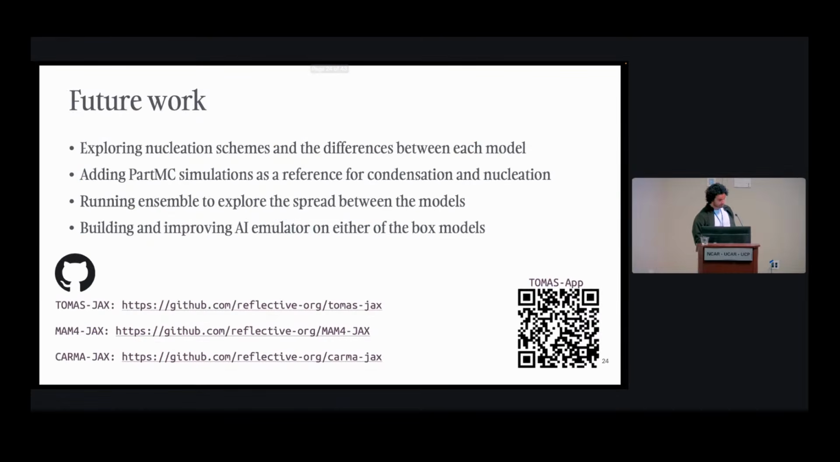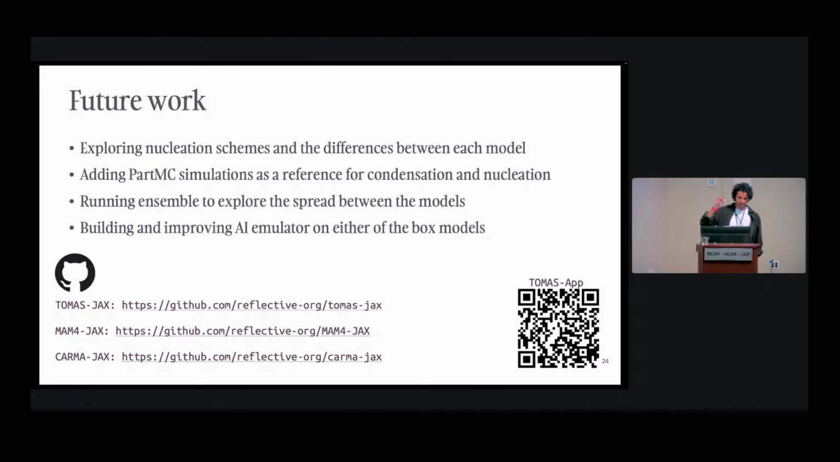it gets traction. So for the future work, obviously I have to think about more species, not only sulfuric acid, also add more models in terms of comparing the models together, because there are a lot out there. The other one is exploring nucleation schemes and how nucleation will differ between different models, adding PartMC as a reference for condensation. One thing with the sectional models is that converting mass from one bin to another is tricky, and there's solvers, etc.